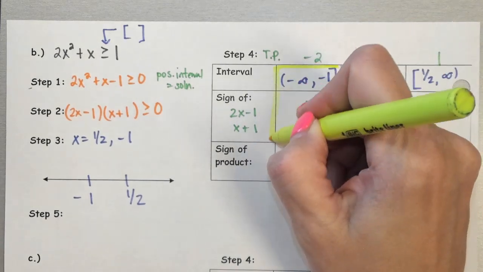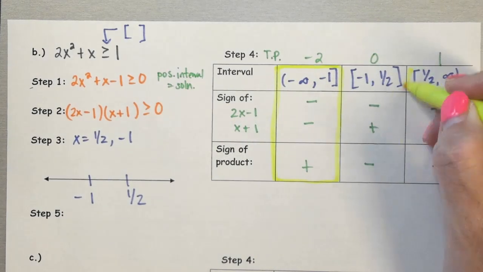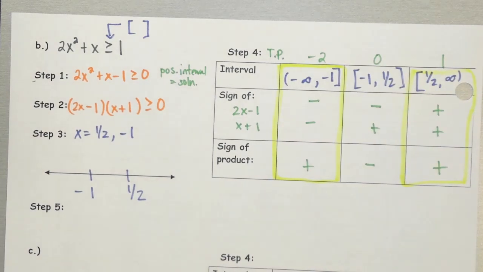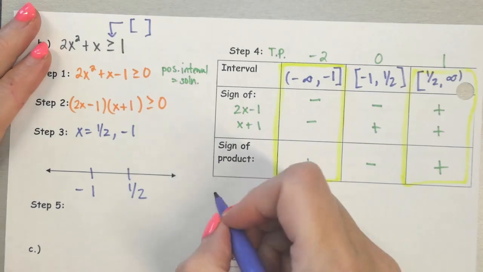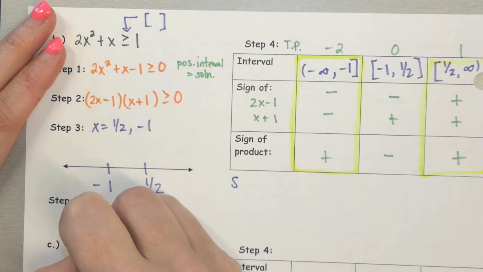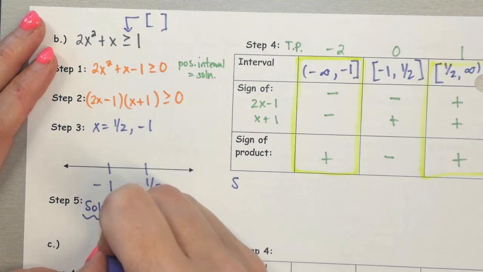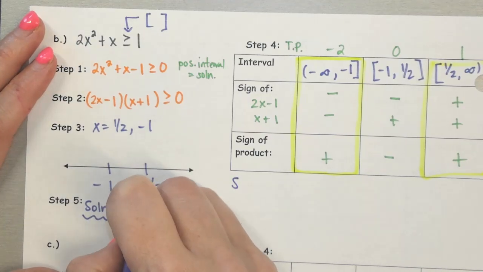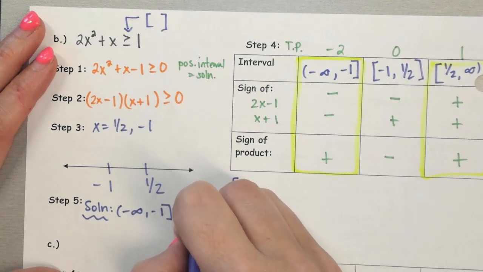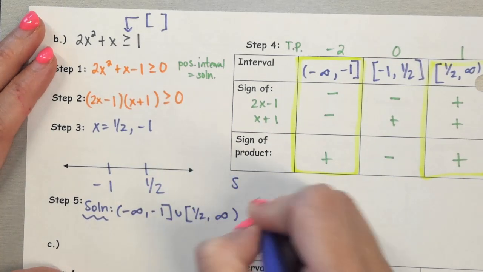So when you have two intervals that are solutions, we're going to connect them with what? A union. Okay, so actually here, I think I have room to write here. Your solution is negative infinity to -1 in union with 1/2 to infinity.